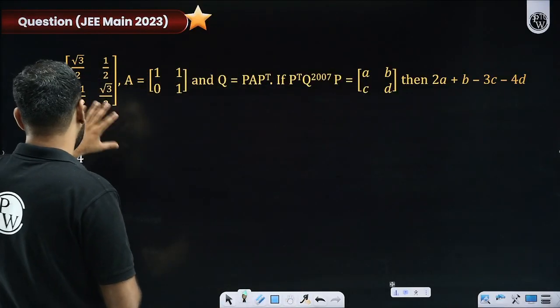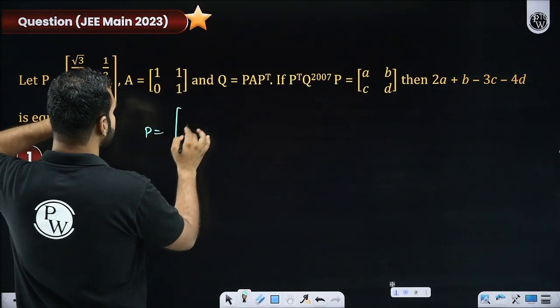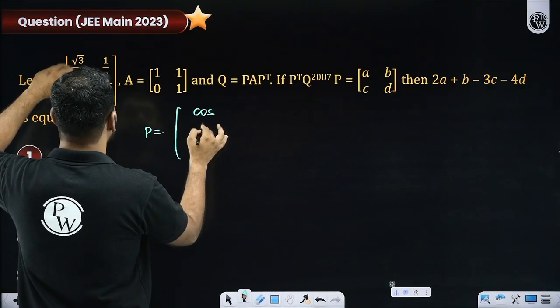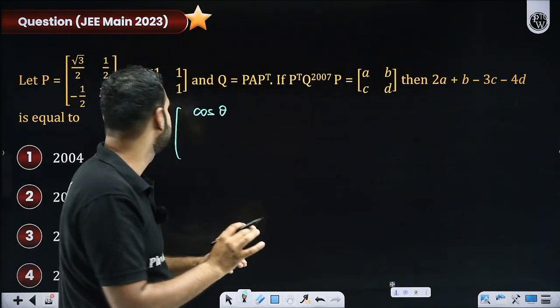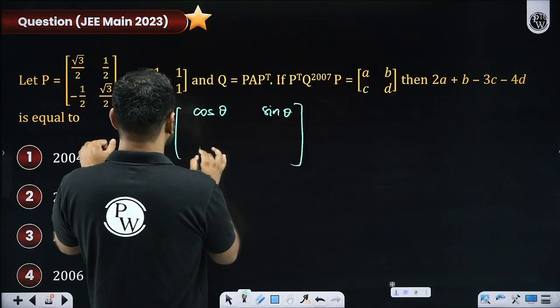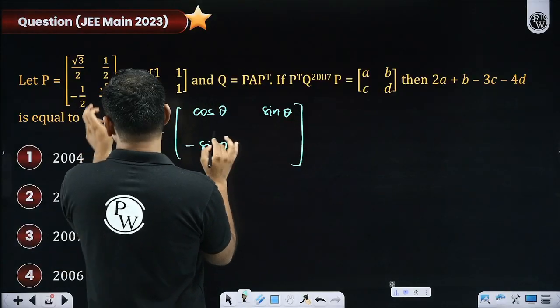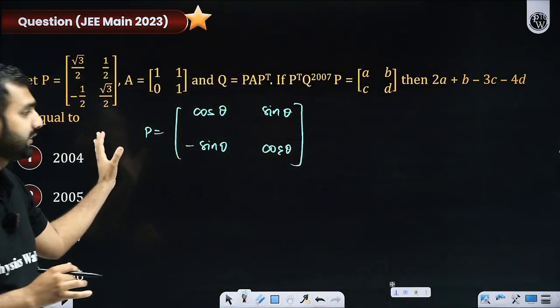Great. So first of all, shall I assume this is P? What is P? If I take it here, this is root 3 by 2. Root 3 by 2 means what? Can I take it as cos 30? Cos 30 I'm writing as cos theta. I'm taking theta as 30. Is that okay? This is 1 by 2, which means it is sin theta. Yes or no? What is it? It is minus sin theta. Yes or no? It is again cos theta. Theta I'm taking as 30, but I hope you're okay with this theta as well.